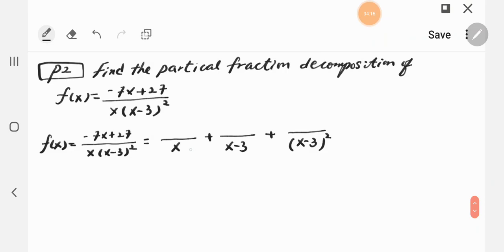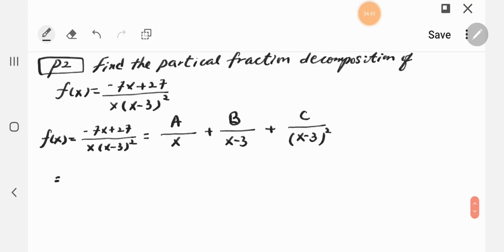All right, the numerator is all constant because x is linear, so write down constant a. X minus 3 is linear, so write down the constant b. And x minus 3 is linear, not x minus 3 squared. What we're looking for is x minus 3, the base. So the base is linear, so the numerator is a constant. All right, then the next step is add these three fractions.